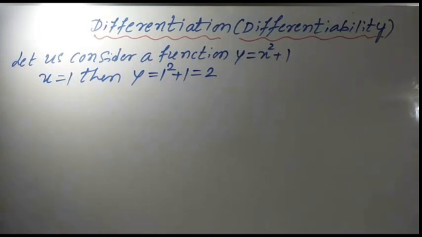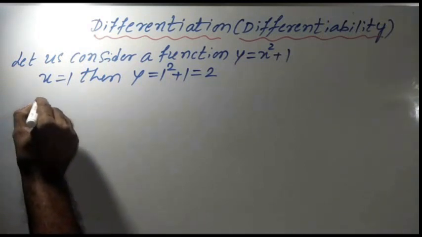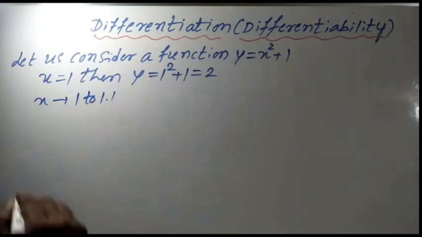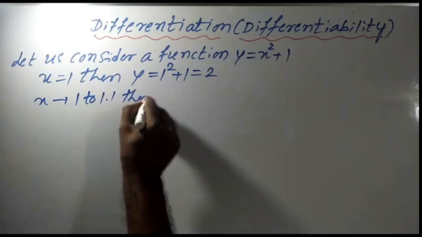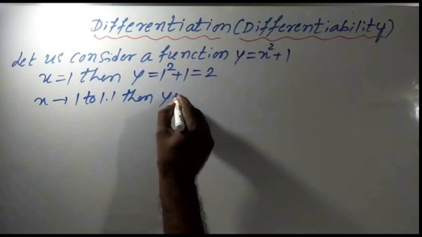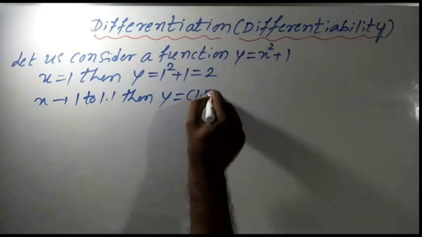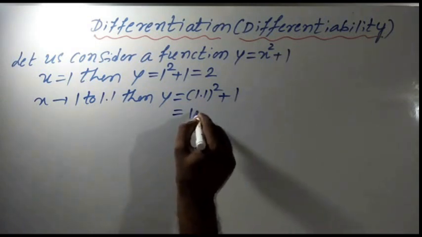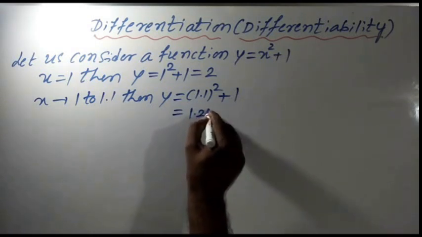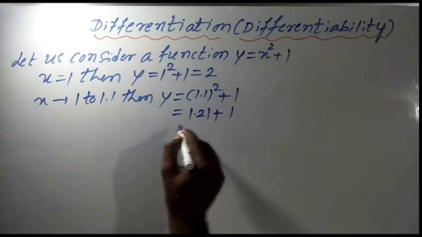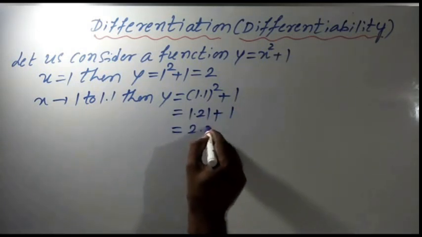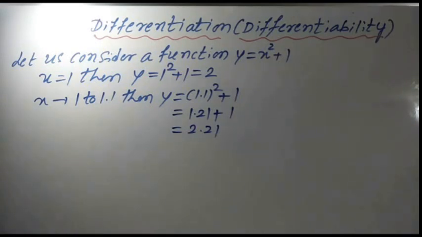Suppose x changes from 1 to 1.1, then the value of y is equal to 1.1 whole square plus 1. 1.1 whole square is 1.21, plus 1 is equal to 2.21.